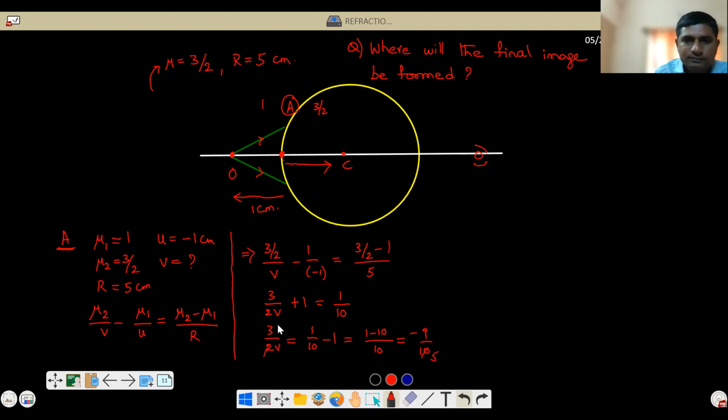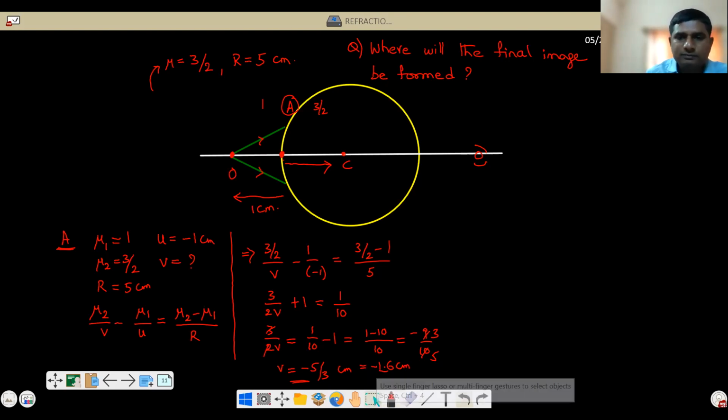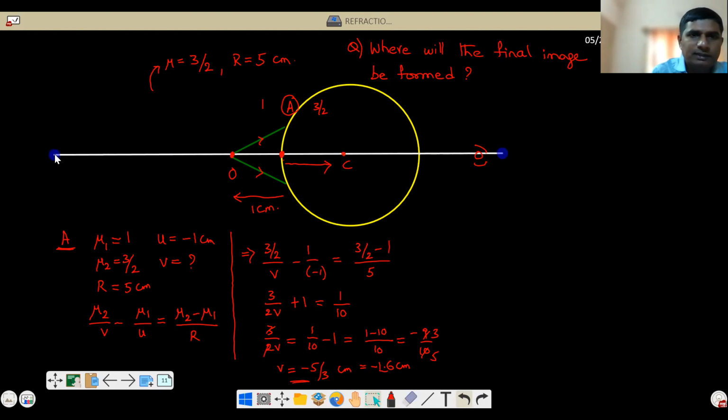So 2 5s, 3 3s. Finally you will get V is equal to -5/3 centimeters. Correct or not? Or we can also write it as -1.6 centimeters. -5/3 means about -1.6. So first, let us draw that ray diagram. Now -1.6 centimeter means little greater than 1 centimeter, so the image is somewhere around here.